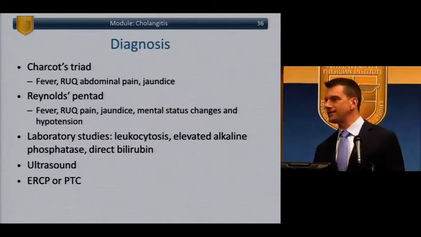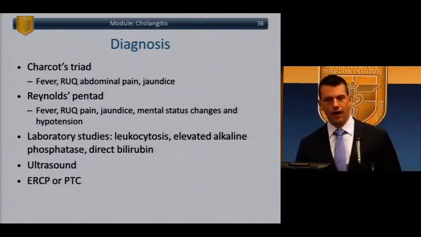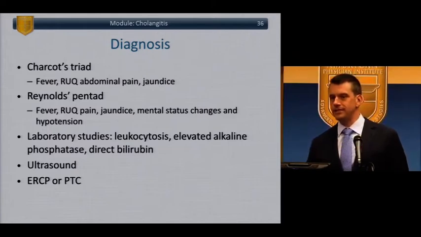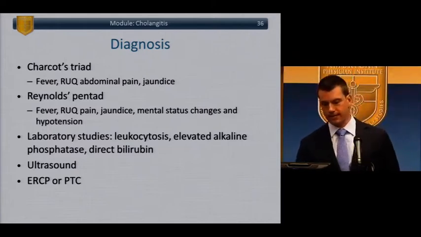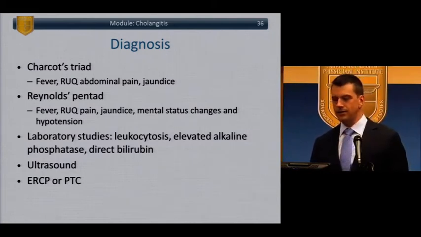Diagnosis, classically Charcot's triad: fever, right upper quadrant pain, and jaundice due to the biliary obstruction. Reynolds' pentad shows a progression of disease with altered mental status and hypotension, as well as the original three findings. On lab studies: leukocytosis, elevated alkaline phosphatase, and direct bilirubin.